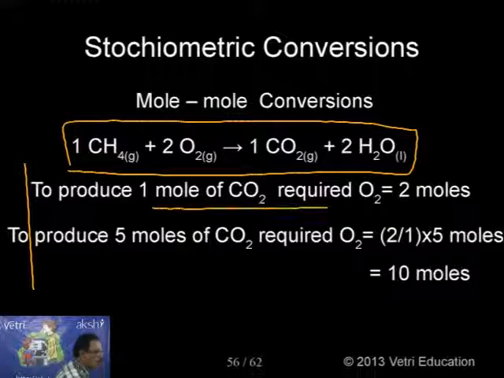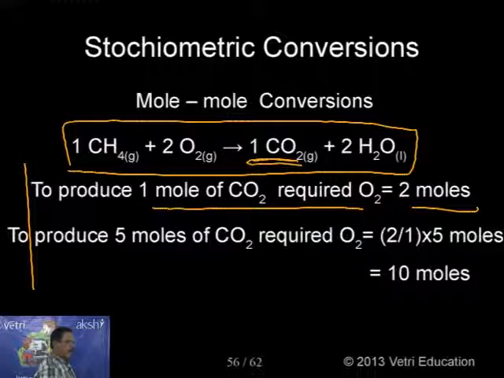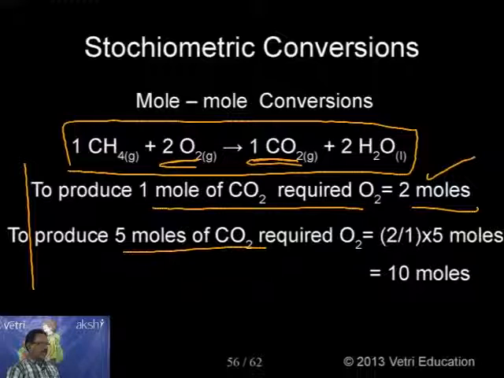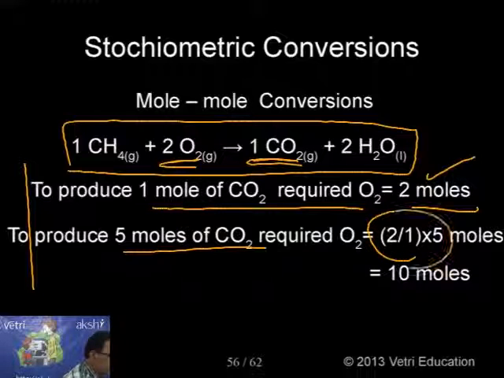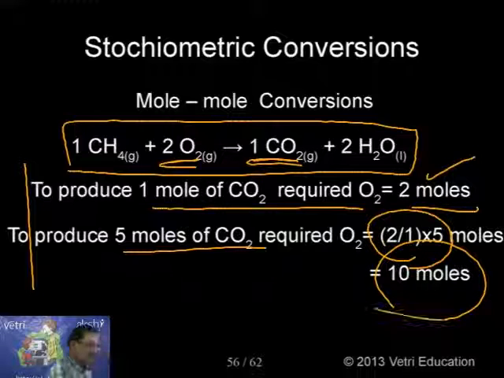To produce 1 mole of carbon dioxide, required oxygen equals 2 moles. Just see from the stoichiometry: to produce 1 mole of carbon dioxide, required oxygen is 2 moles. That I am writing in the form of a sentence. Whatever is required, I am writing on the right hand side. Required oxygen is 2 moles. To produce 5 moles of carbon dioxide, required oxygen will be how much? It is automatically 2 divided by 1 into 5, which gives the answer, 10 moles.